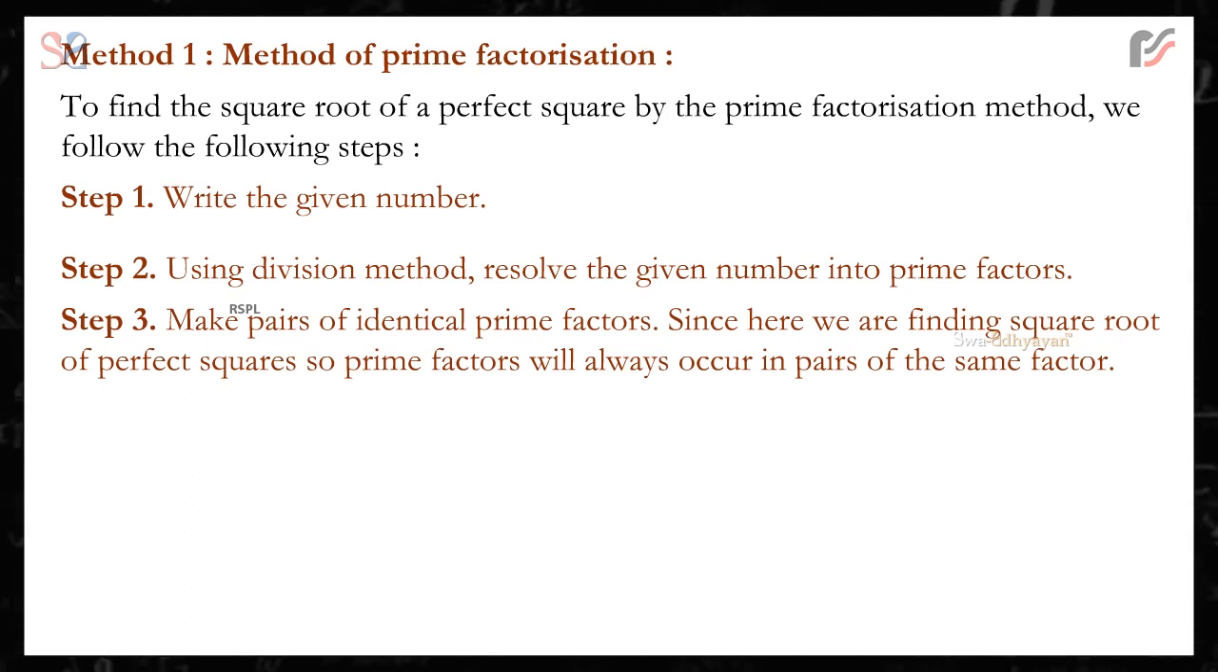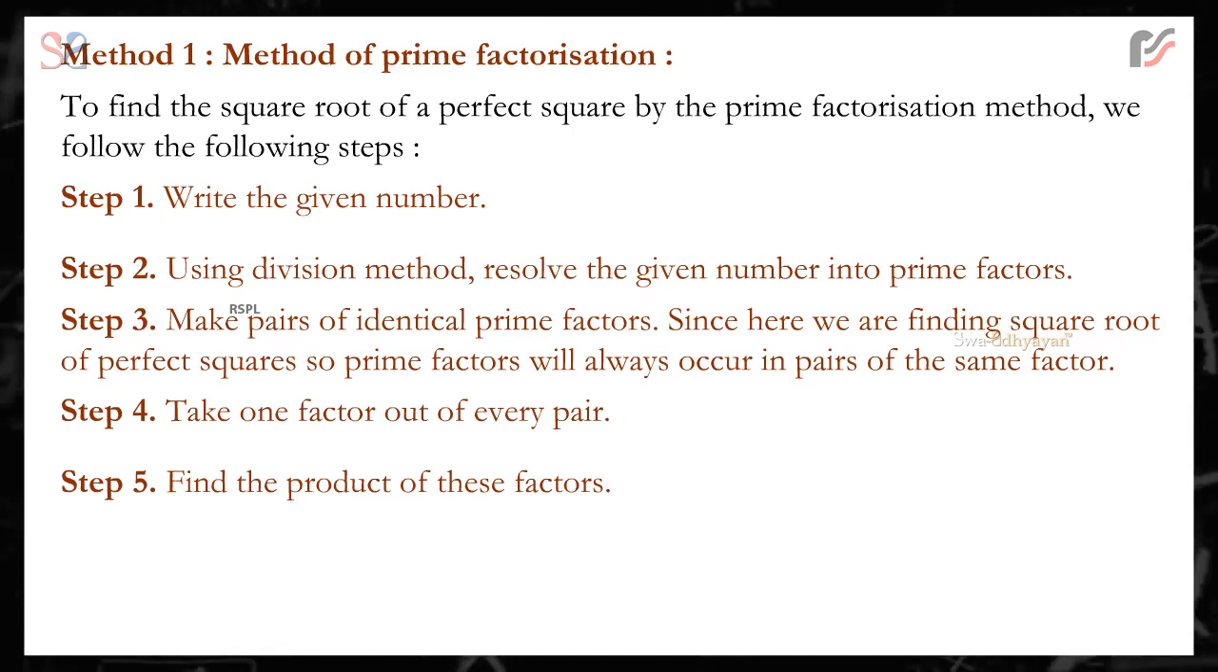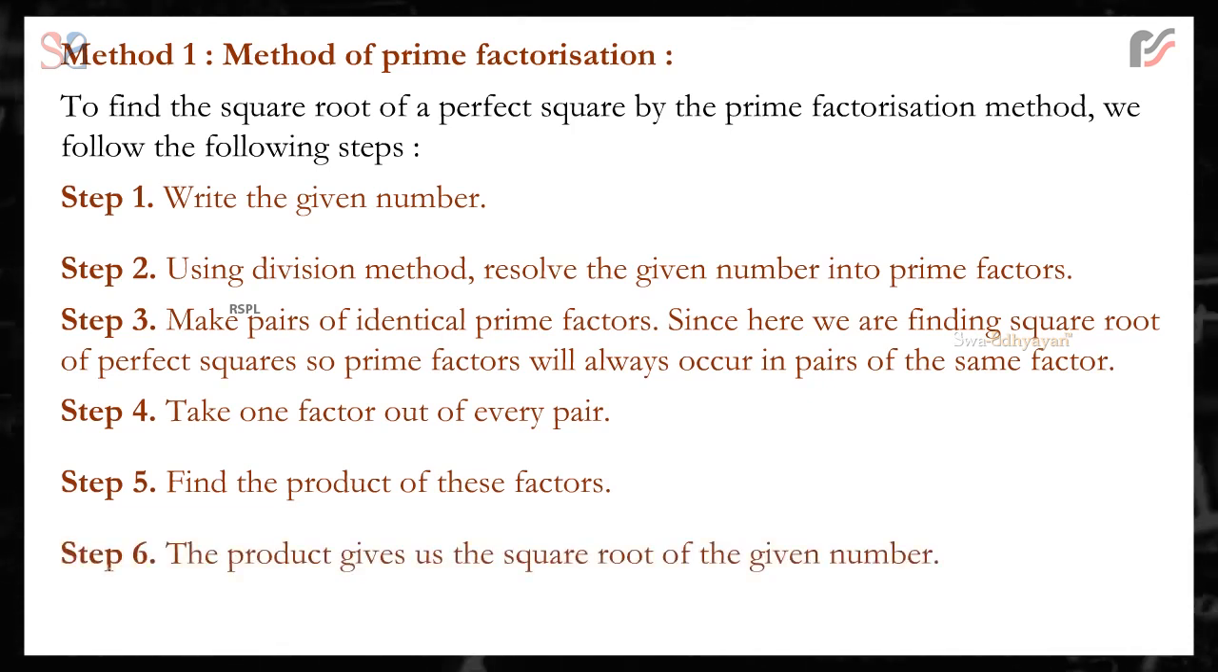Since here we are finding square root of perfect squares, so prime factors will always occur in pairs of the same factor. Step 4. Take one factor out of every pair. Step 5. Find the product of these factors. Step 6. The product gives us the square root of the given number.